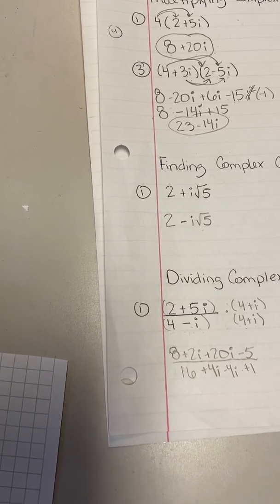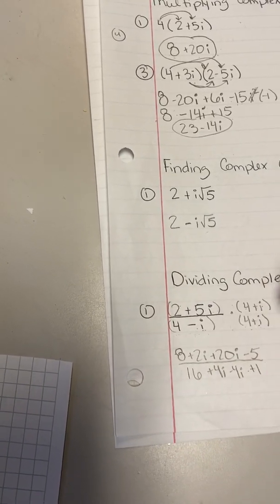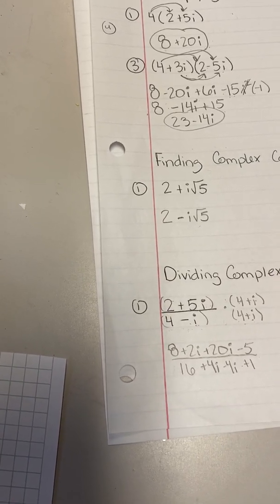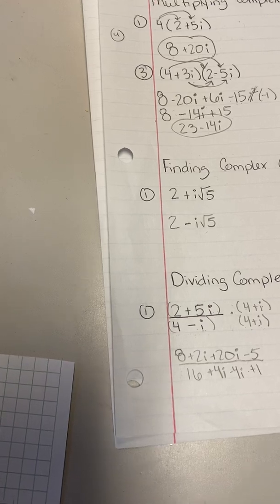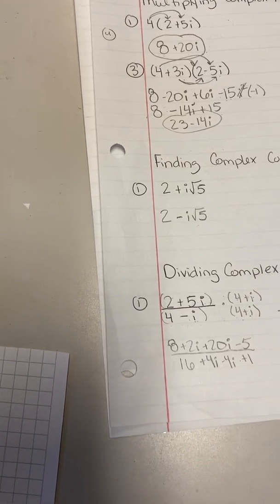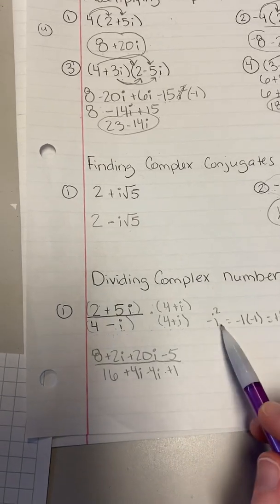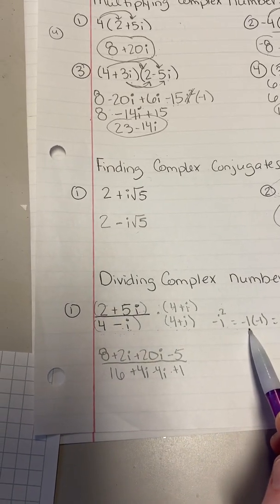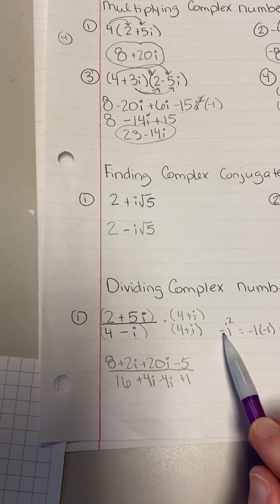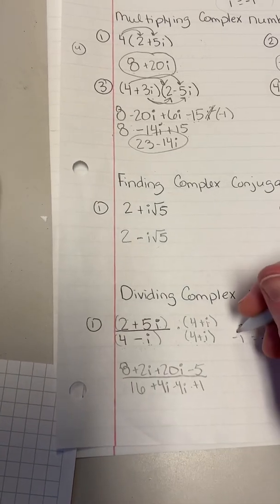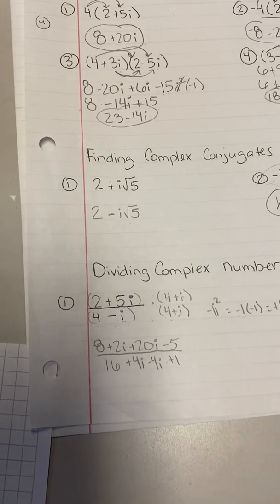Because i squared is negative 1. So if I have negative i times i, that's negative i squared. So that's going to become like a negative 1 times a negative 1, which would be a positive 1. Okay, sorry. So negative i squared is negative 1 times negative 1, which is positive 1, because there's like a 1 in front of this if you need to put it there.